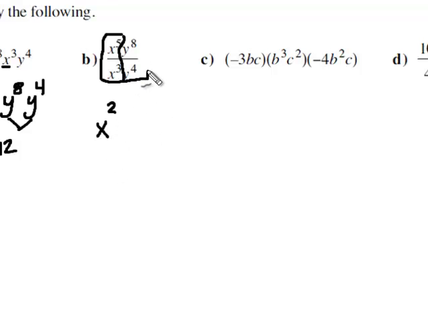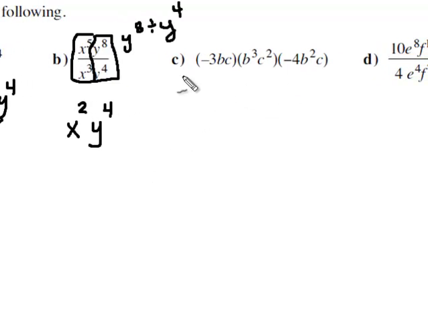Let's try it again with the y's. I have y to the 8th divided by y to the 4th. And the quotient law says you can take the base and write it once and subtract the exponents. So 8 minus 4 is 4.